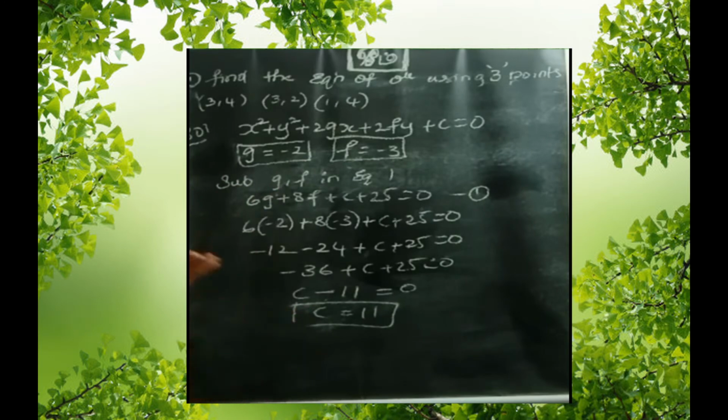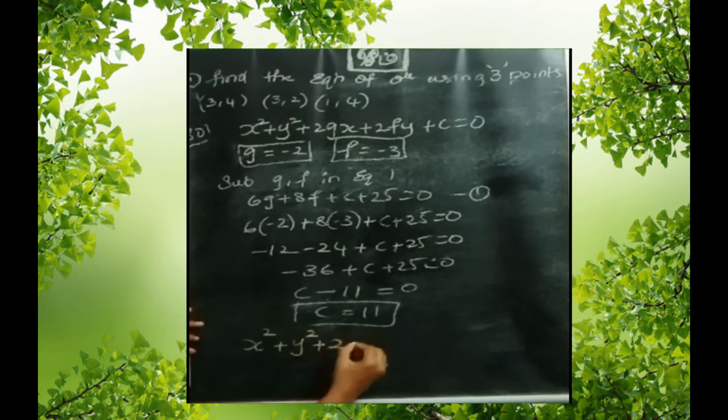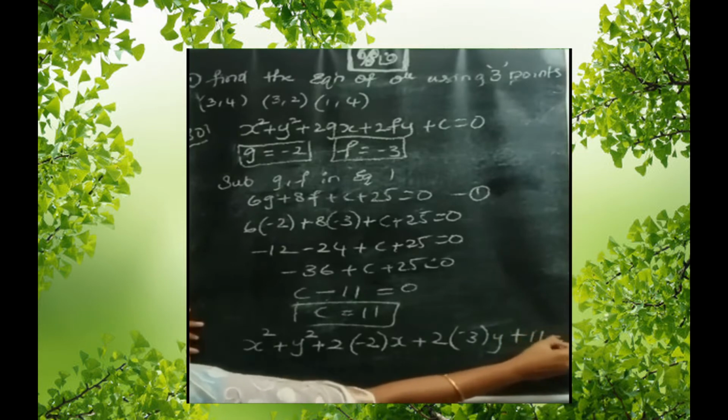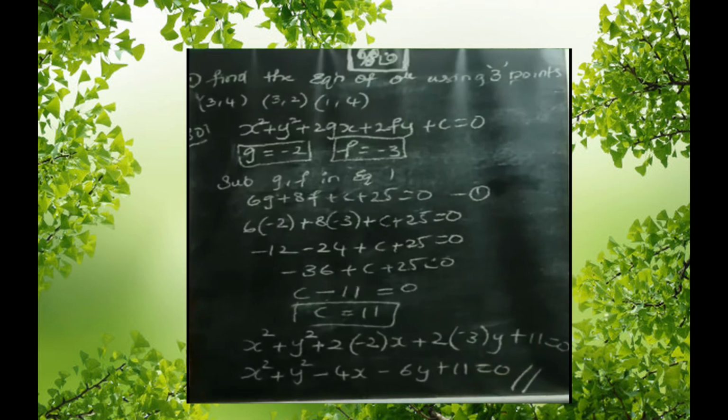Now we have to substitute these three values in the circle equation, because they asked us to find the equation of the circle. So at last we get x squared plus y squared plus 2g x, substituting g, and f, minus 3y, and plus 11 equals 0. So x squared plus y squared minus 4x minus 6y plus 11 equals 0. This is the equation we have got for these 3 points. Next, we'll go for another problem.